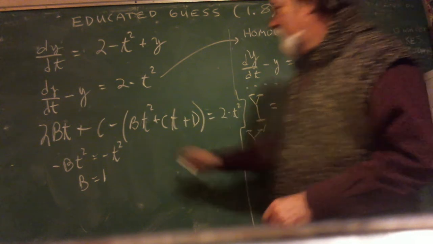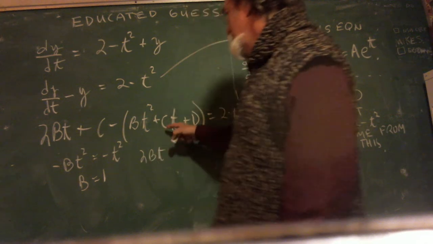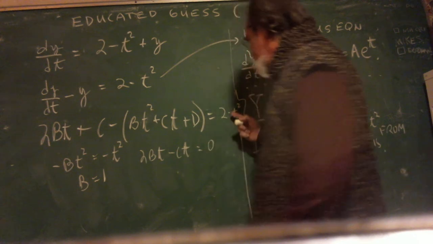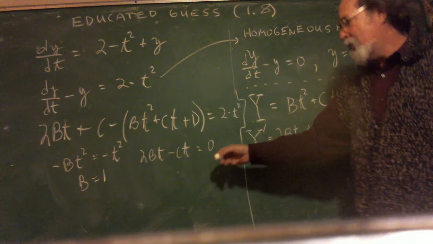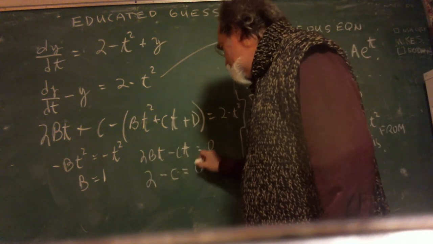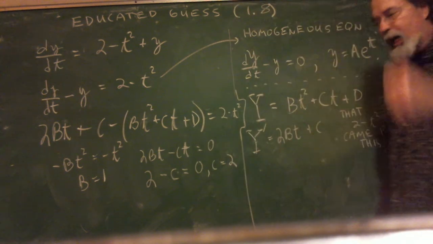Now, let's take a look at the t's. I have a 2bt minus ct, and that has to be equal to 0 because there's no t's over here. No t to the first. So that means that now b is 1. 2 minus c has to be equal to 0. So c equals 2. Booyah!